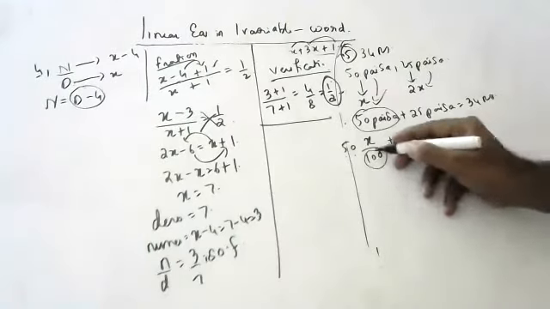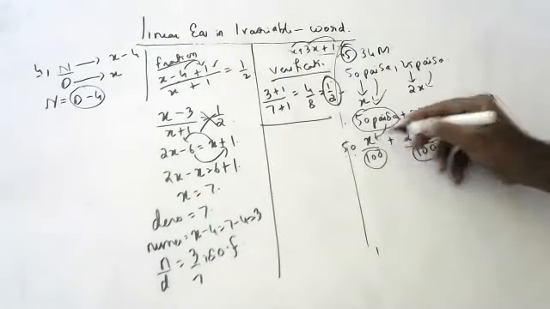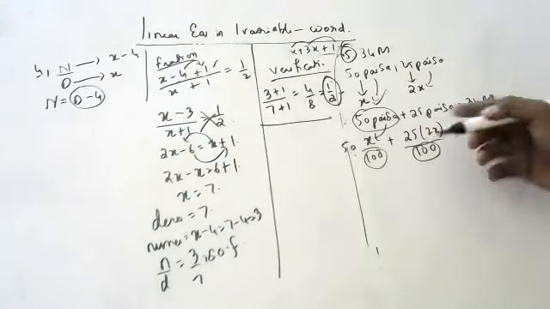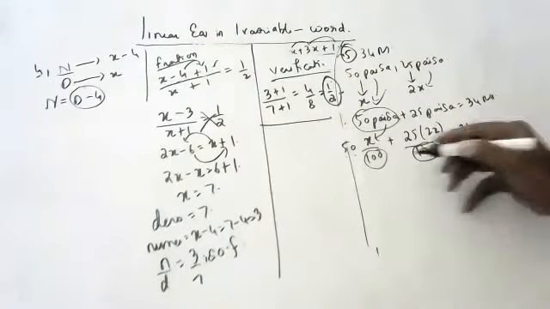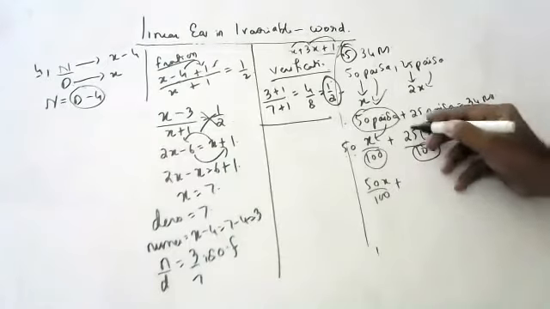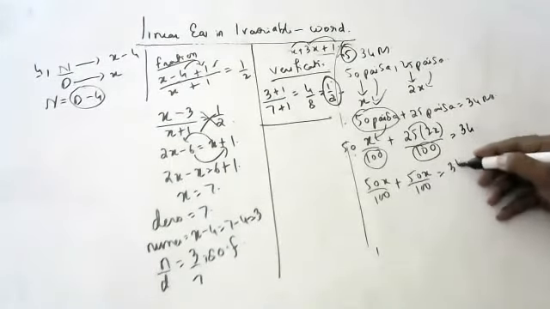Tell me why I did by 100: to convert paisa into rupees. Otherwise, we can take 3400, 34 into 100. You can take 3400, it would be easy. Your wish, anything. So 50x by 100 plus 50x by 100 is equal to 34.